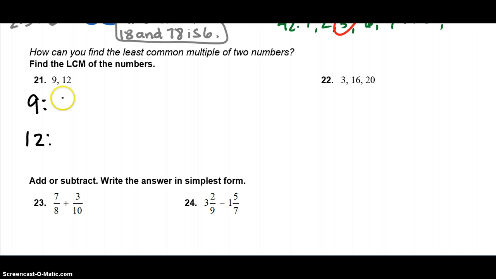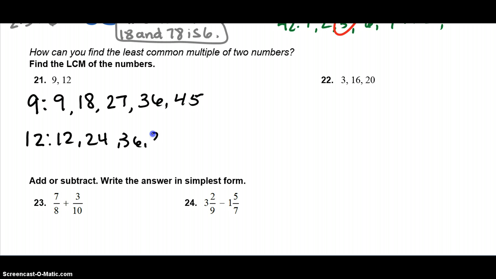So 9 times 1 would be 9, 9 times 2, 18, 9 times 3 is 27, 9 times 4 is 36, 9 times 5 is 45. I'm going to stop there. I'm going to do some multiples of 12. 12, 24, 36, 48.